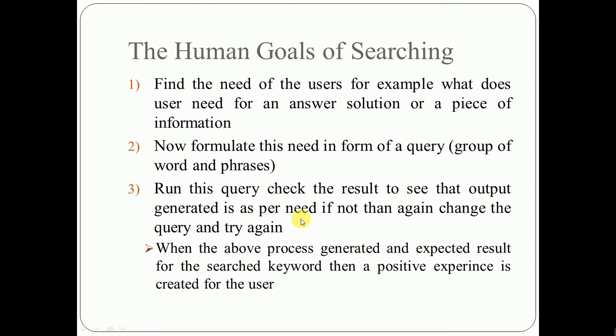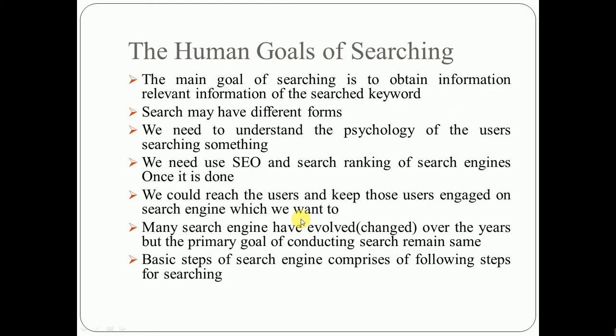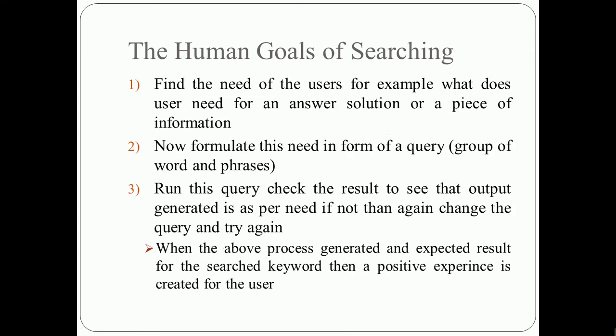Hello everyone. In the last lectures, we covered the basic steps of a search engine. So, what are the steps of a search engine? The first is to find the need of the user. For example, what does the user need: an answer, a solution, or a piece of information?